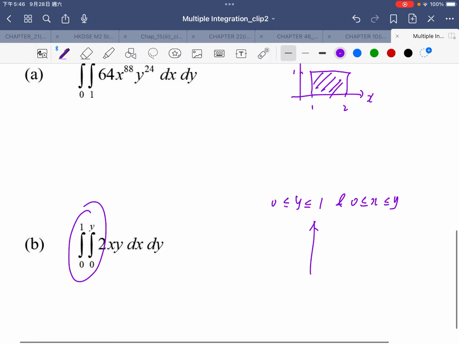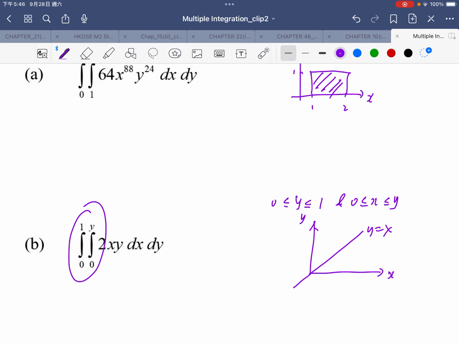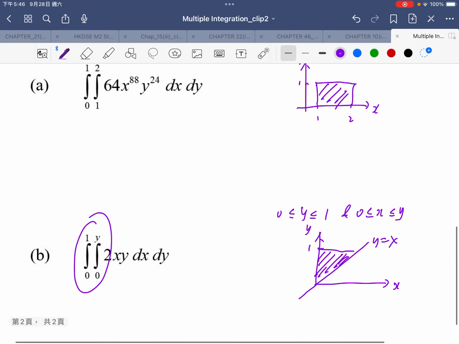That means in the x, y plane diagram, here is y equal to x, and y greater than 0. This means we only integrate along this triangle. This makes a big difference between the integrations. For the first one, we can exchange the position. But anyway, I calculate the first step.